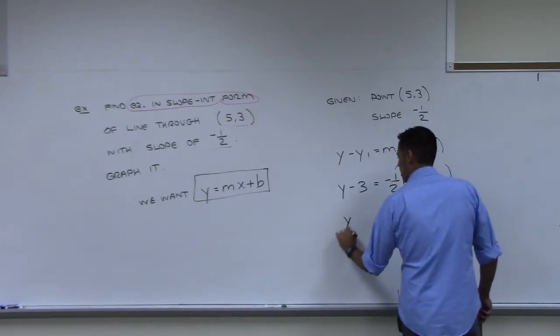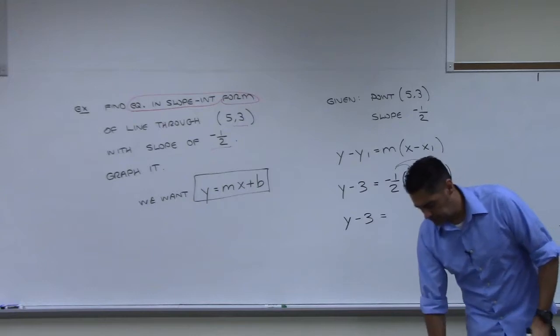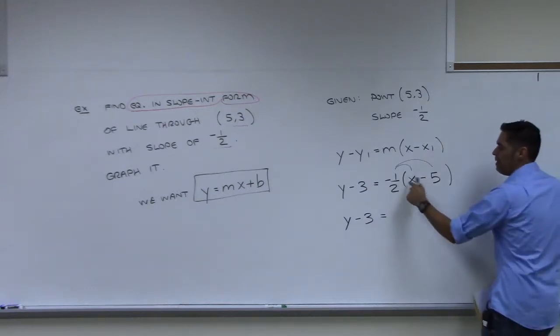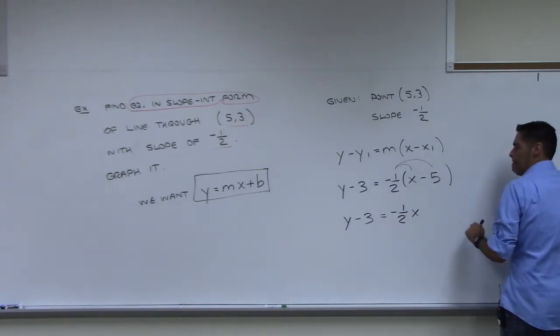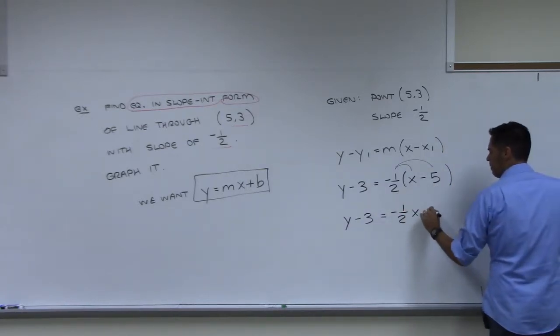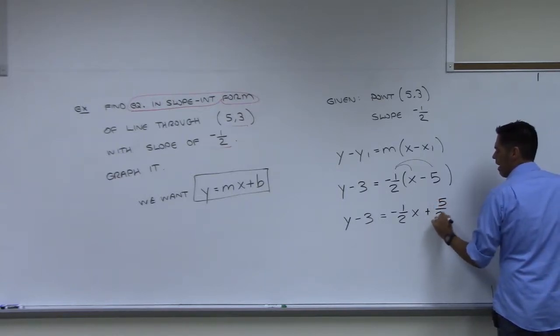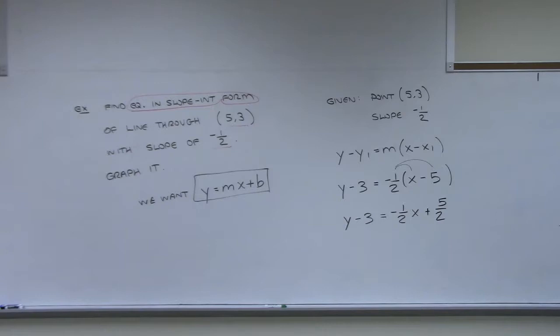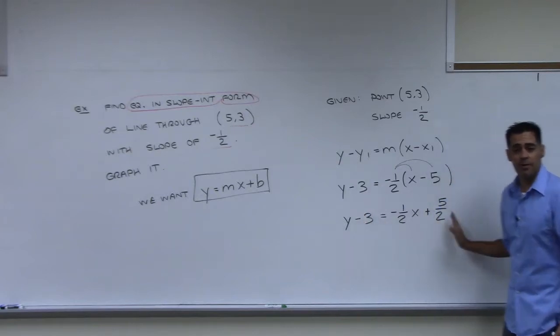So y minus 3 equals -1/2 x, right? And then what? What's a negative times a negative? Positive, right? So we got positive 5/2. And we're going to leave it as a fraction. We're not going to change it to a decimal. Now, yes, we almost have y by itself. We need to get rid of this -3, so we're going to add 3 to both sides.